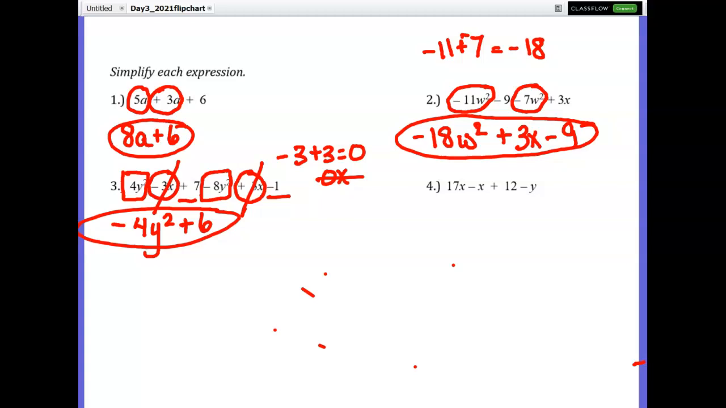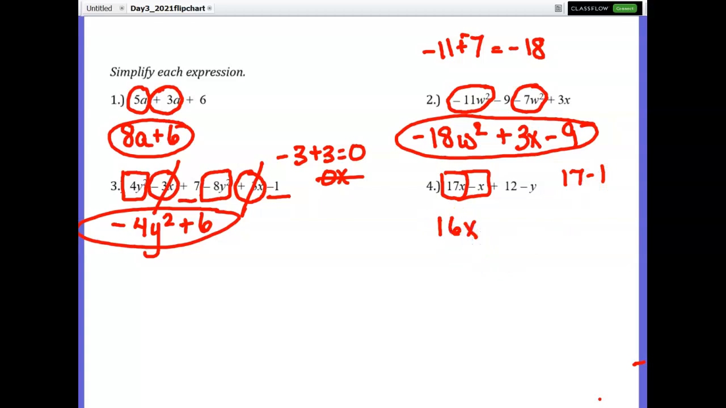All right, so in algebra, we try to avoid any double signs. I mean, you don't want to write adding a negative, you just want to subtract. Okay, so we're getting away from having double signs. All right, here we've got a 17x minus an x. So if there's no number in front of the x, the coefficient's actually 1. So that's like 17 minus 1, which is 16x.